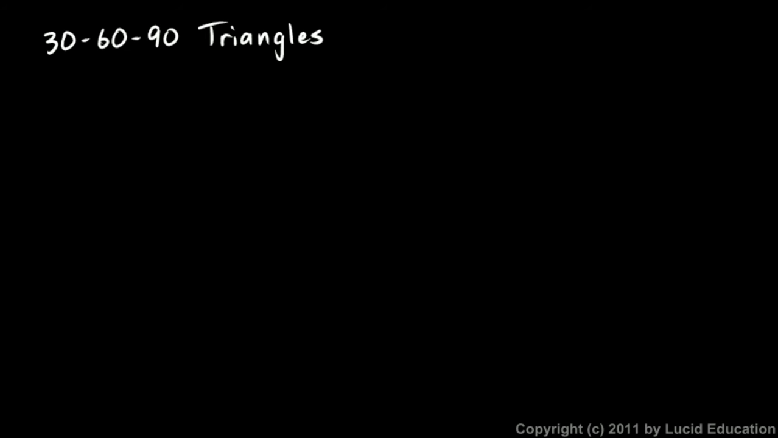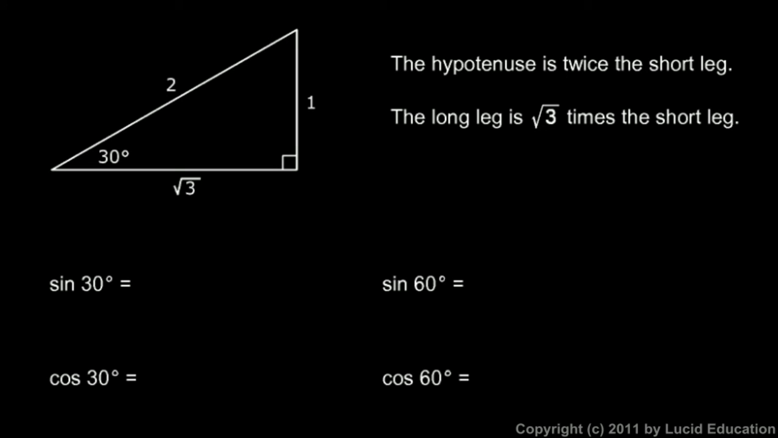Okay, and let's take a quick look at 30, 60, 90 triangles. You should remember that 30, 60, 90 triangles have certain properties every single time. Here's a picture of one. This is a 30-degree angle. There's your right angle. So this is obviously 60 degrees up here. So this is a 30, 60, 90 triangle.